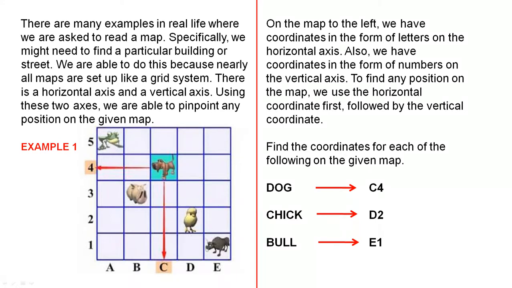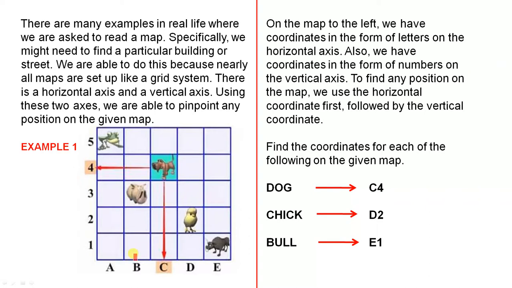There are many examples in real life where we are asked to read a map. Specifically, we might need to find a particular building or street. We are able to do this because nearly all maps are set up like a grid system. There is a horizontal axis and a vertical axis. Using these two axes, we are able to pinpoint any position on the given map.